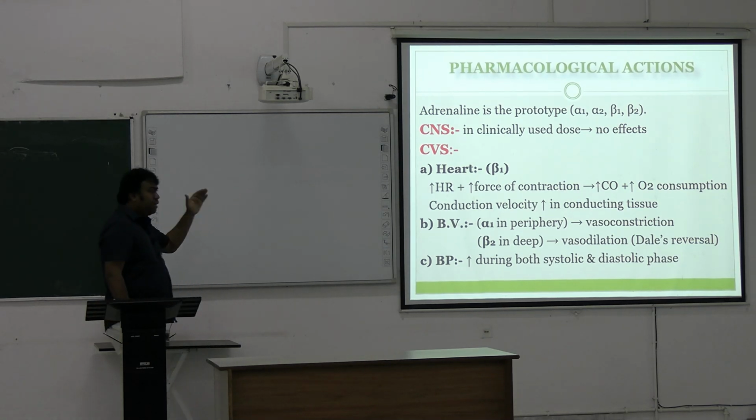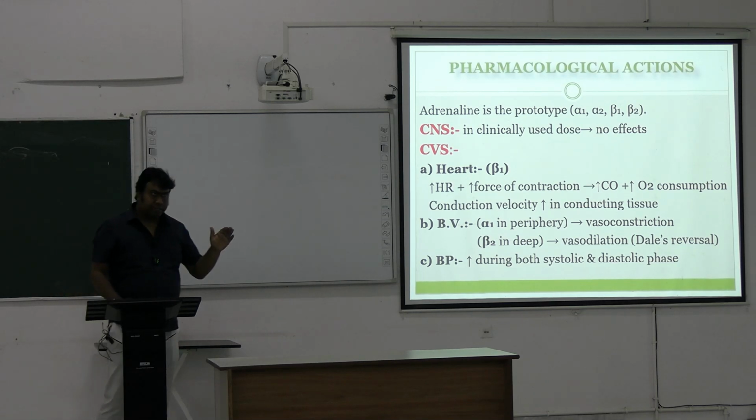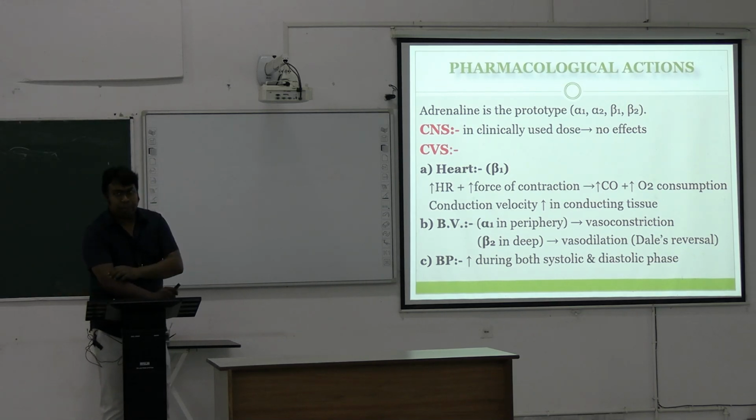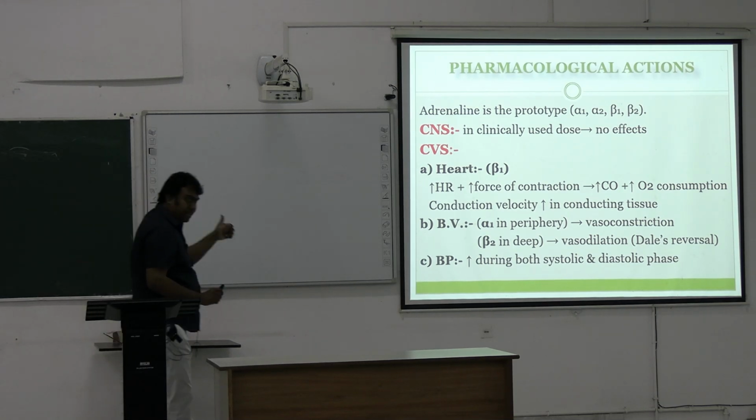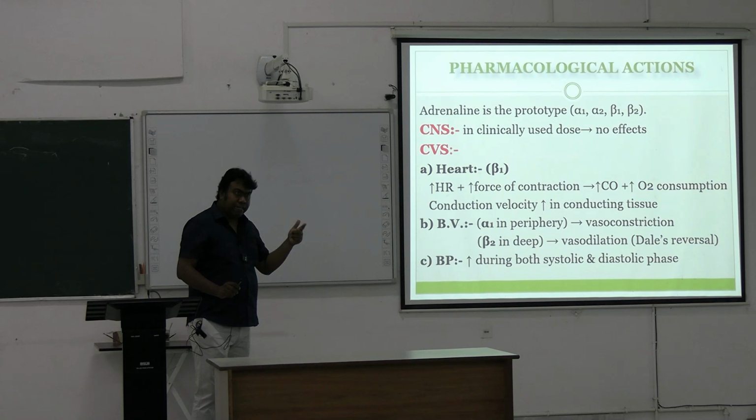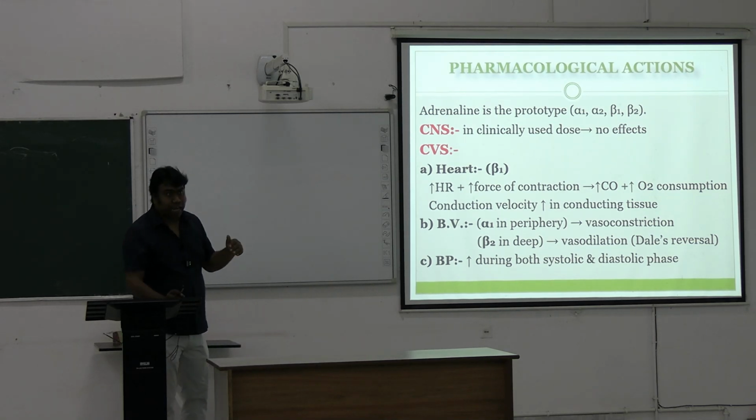In the CVS, if we go to the heart, what receptors are present? Beta 1, and they cause increased heart rate, increased contractility, increased conductivity and increased excitability. So what do we call these?